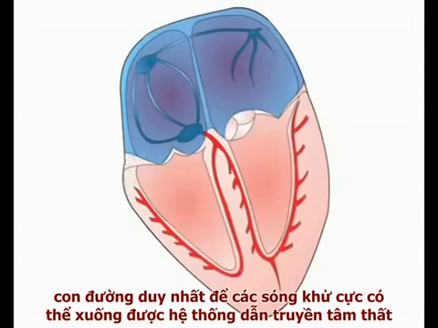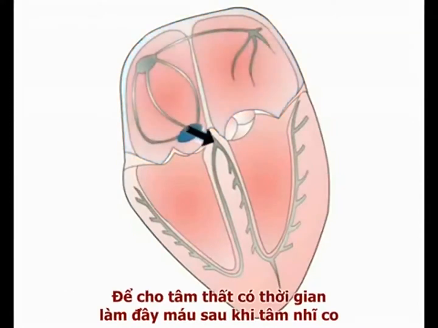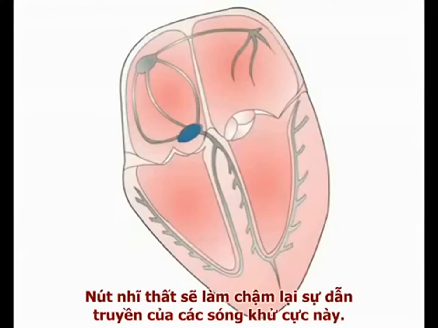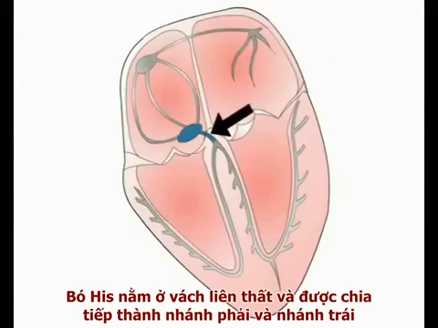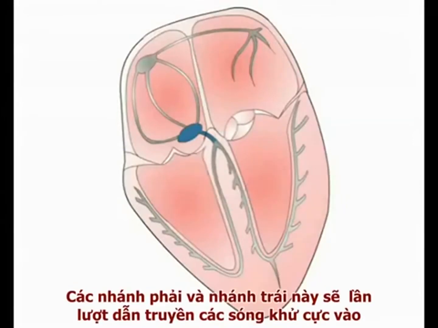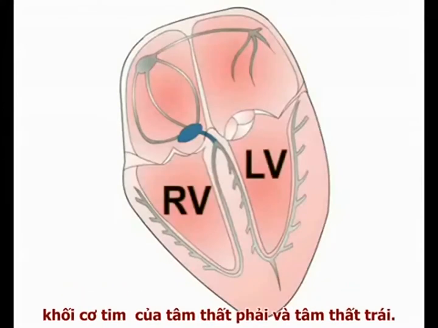In a normal heart, the only route by which the depolarizing wave can enter the ventricular conducting system is through the AV node. In order to allow the ventricles to fill with blood following atrial contraction, the AV node initially delays the spread of the depolarization wave. After this short delay, the depolarizing signal is transmitted into the ventricles via the bundle of His. The bundle of His lies in the interventricular septum and divides into right and left bundle branches. The right and left bundle branches transmit the depolarizing signal into the muscle mass of the right and left ventricles respectively.